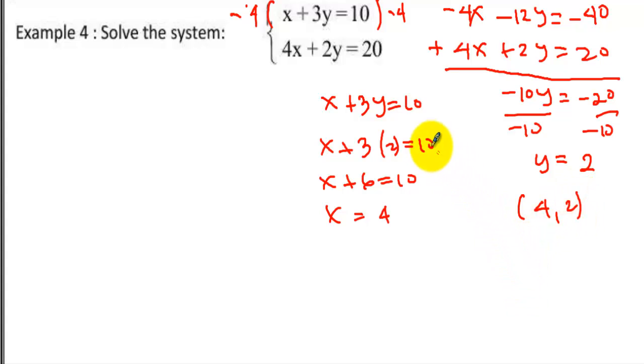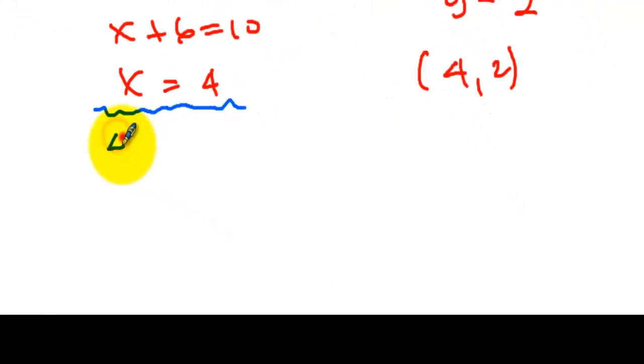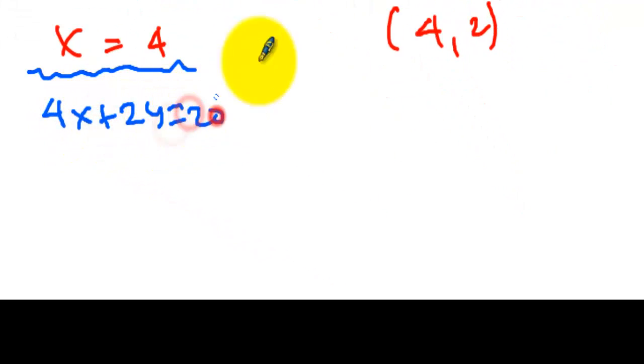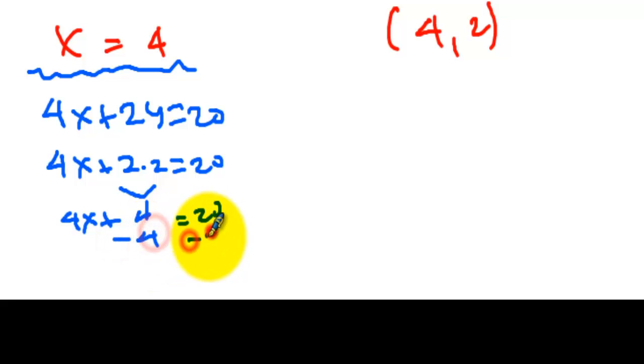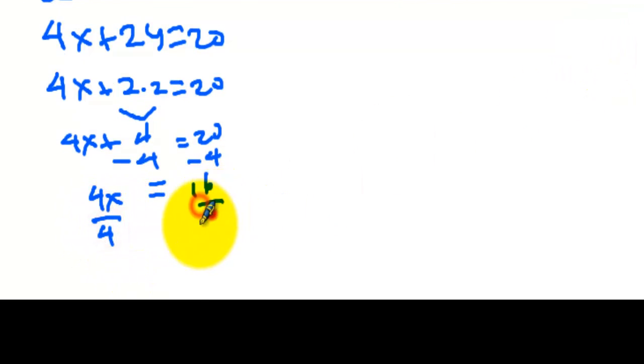Of course, you can also use the second equation. So let's show we will be able to get the same x value if we use the second equation. So let's show that right now. 4x plus 2y equals 20. We're able to get y equals 2. So let's replace our y by 2. So this is equal to 4. Subtract 4, we'll get 16. So 4x equals 16. So divide by 4. We ended up getting x equals 4 also.